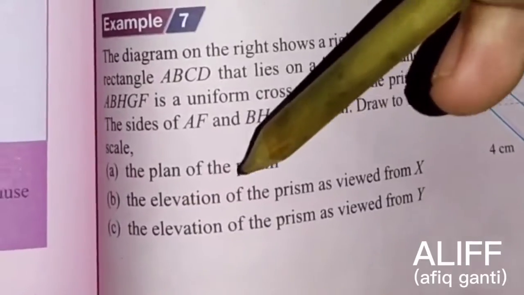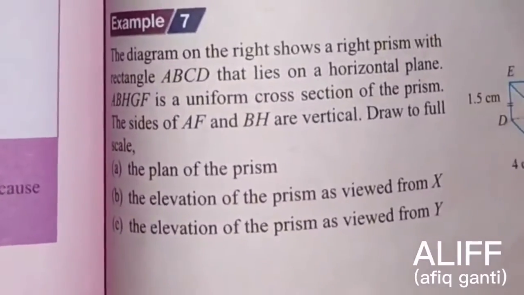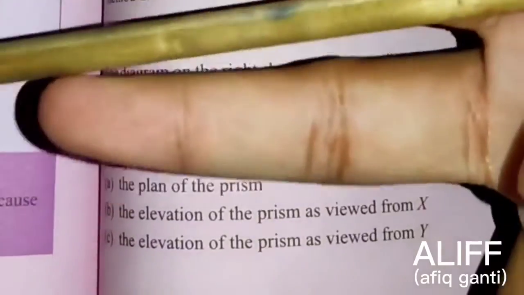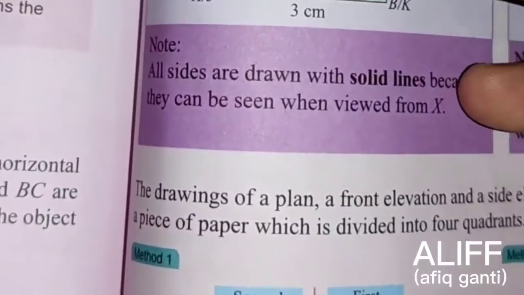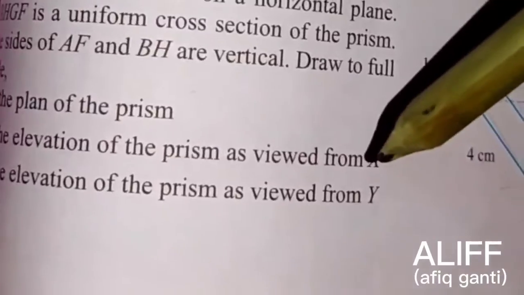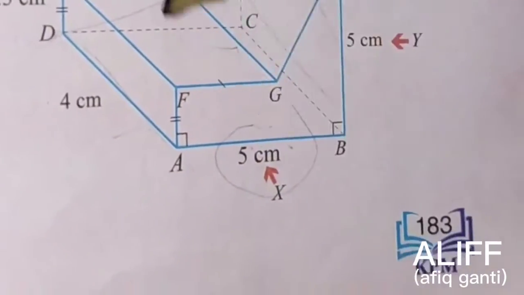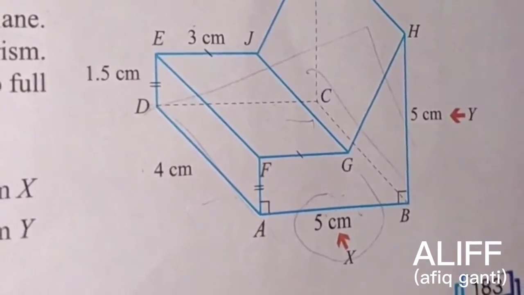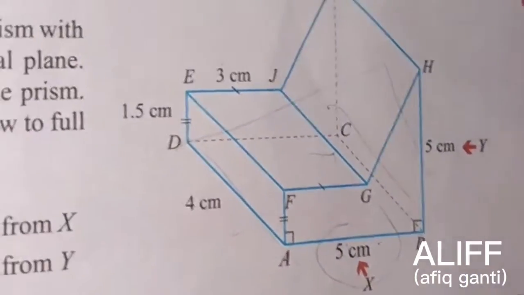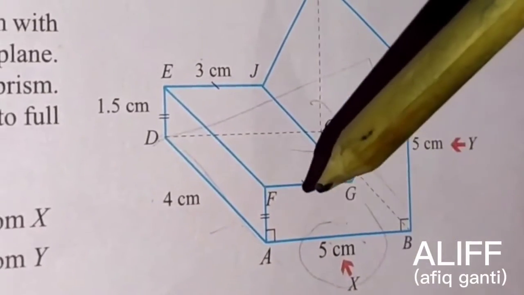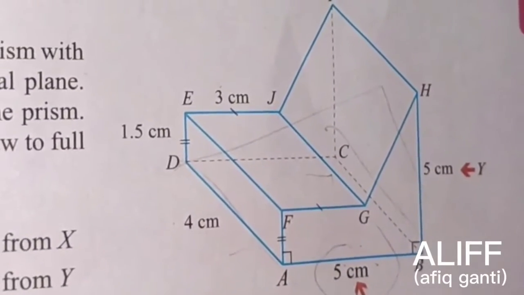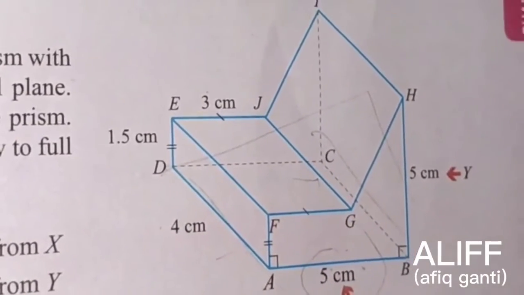question B. The elevation of the prism as viewed from X. As we know, elevation is divided into two types, which are front elevation and side elevation. Now let's take a look at X. This is what X views. My question, is it front elevation or side elevation? As you can see, this is X view. He sees it from his front. It means it's a front elevation.